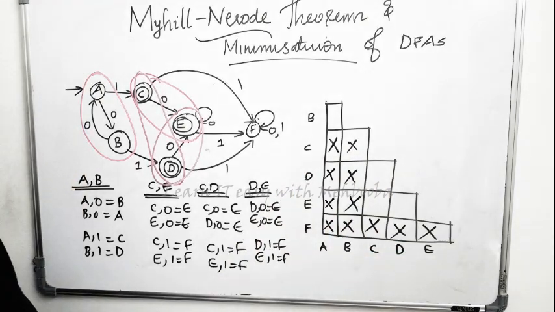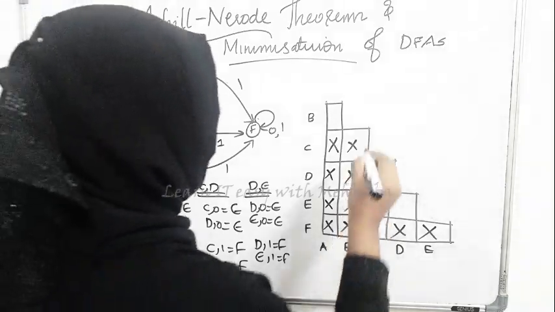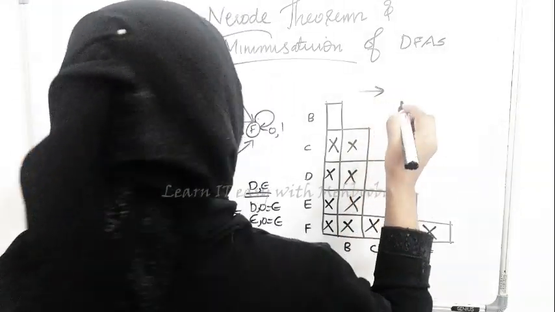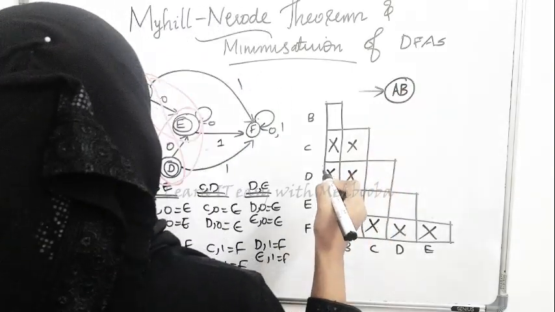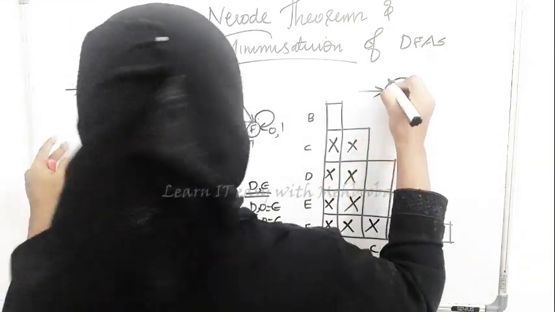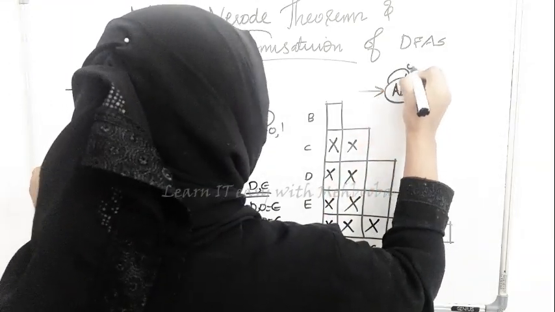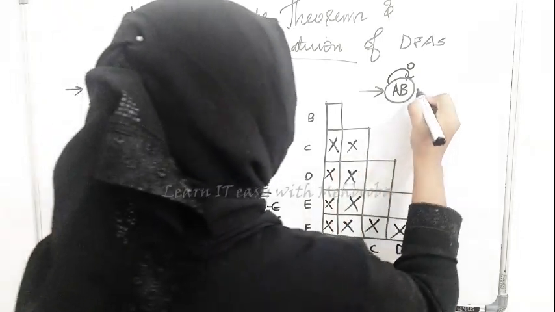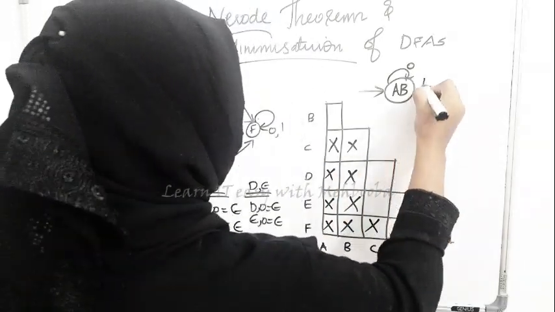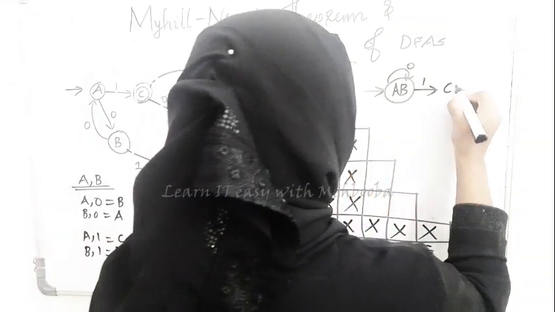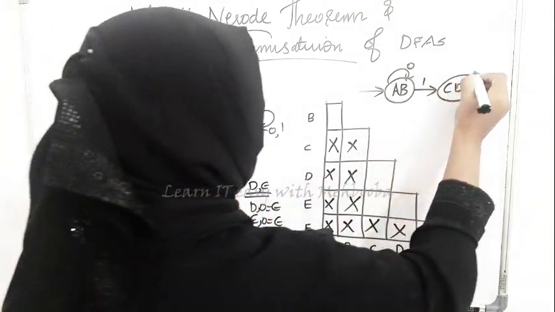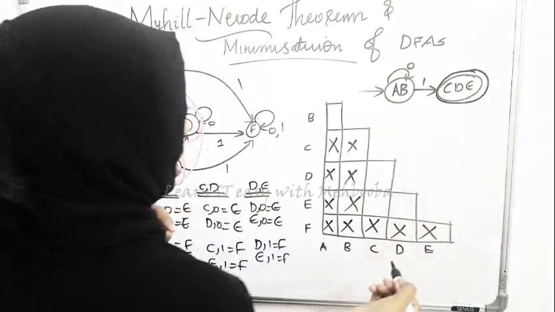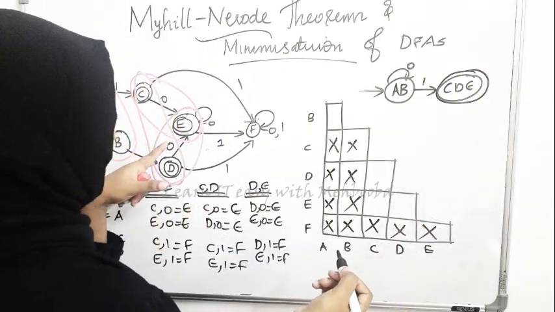So the final diagram can be drawn as A and B are merged together into AB. When 0 comes, you go to B. When 1 comes, you go to another state, where C, D, E are merged. So C, D, E together form a single state. On 1 you go to C, D, E. All the three are final states, so this is a final state in the minimal DFA also.